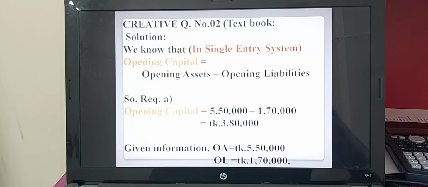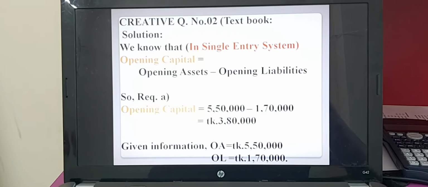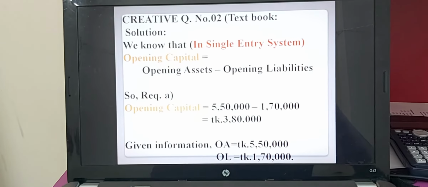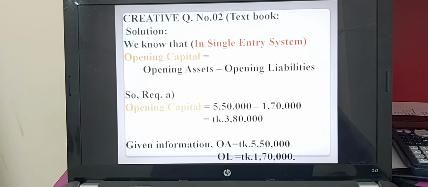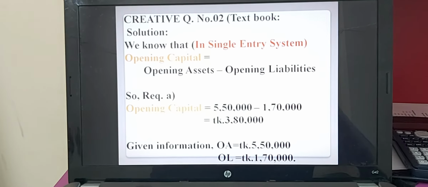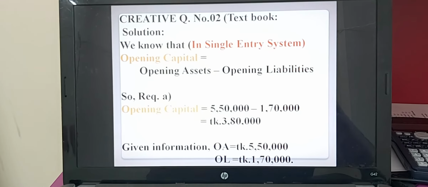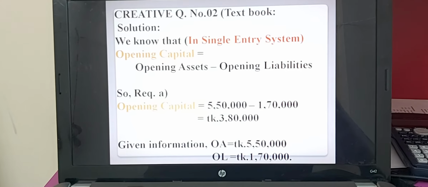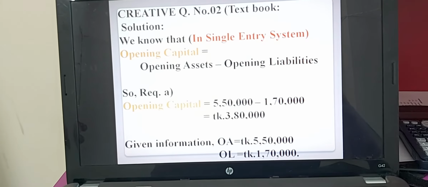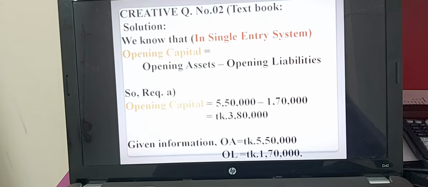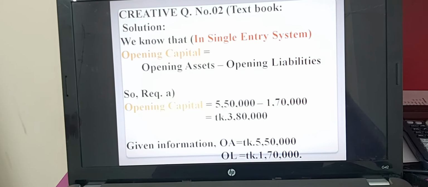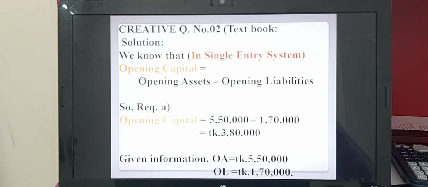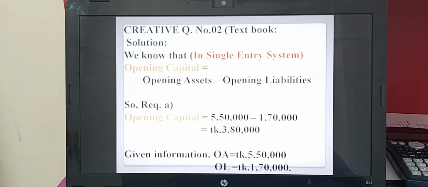Given information in the stem, opening assets is equal to Taka 5,50,000 and opening liability is Taka 1,70,000. So you have to find out the opening capital from 5,50,000 minus 1,70,000. That is the amount of opening capital is Taka 3,80,000.